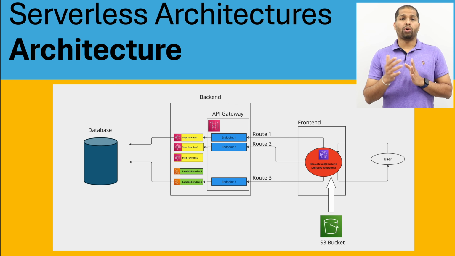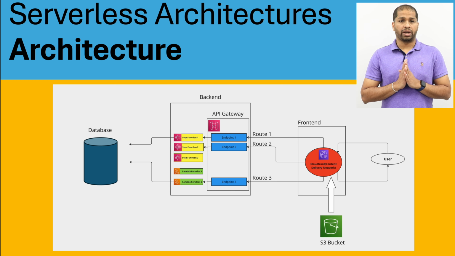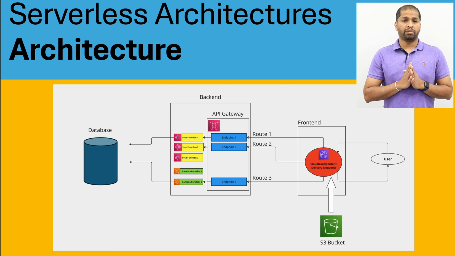Then when there are calls made to the back end, you will have something like an API gateway that will handle all those calls made by the front end. So the API gateway will have several endpoints to address all those routes, and these endpoints will be calling several other backend services like the step functions or lambdas.